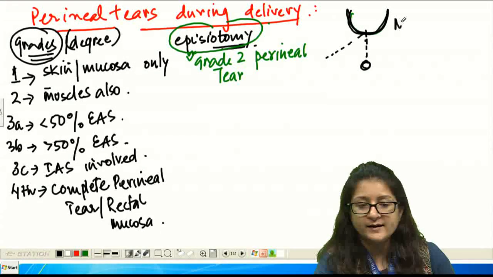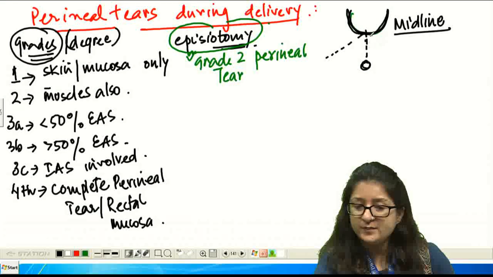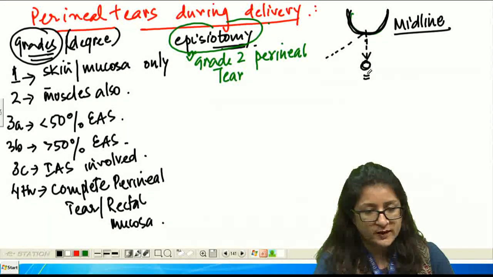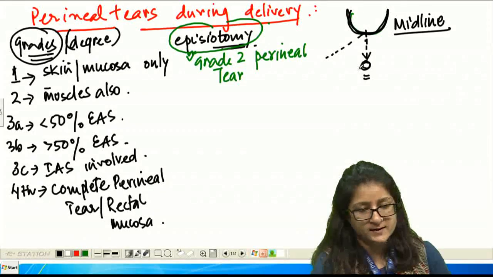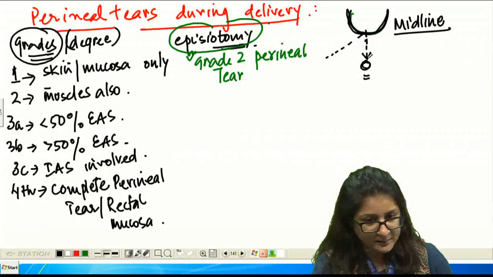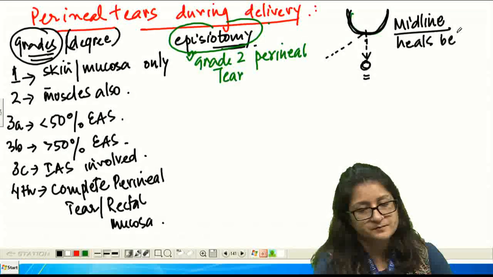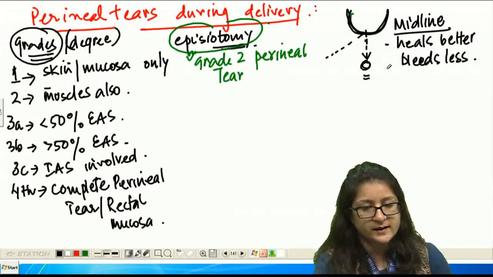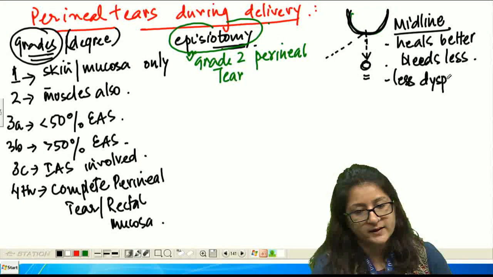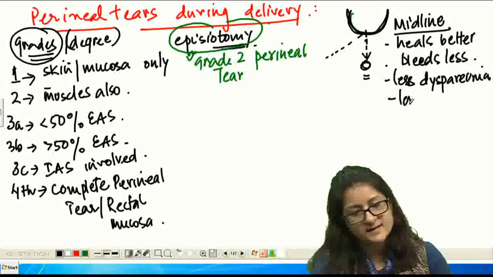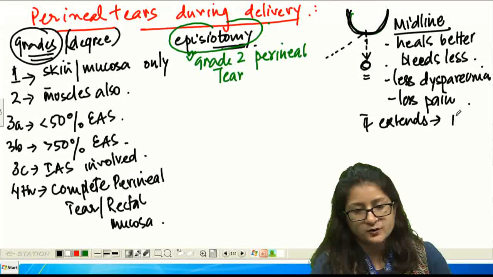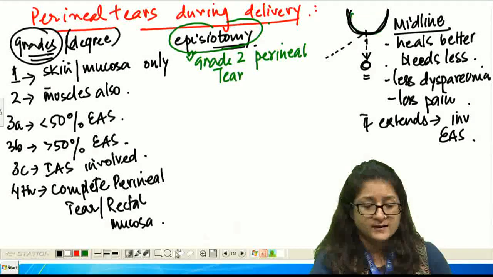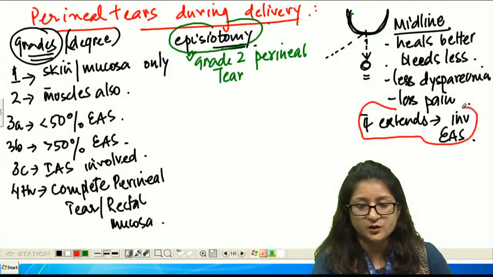So if we give a midline episiotomy, the disadvantage is that if it is going to extend, it is going to involve the external anal sphincter. This was a very big disadvantage. Other than that, the midline episiotomy heals better, it bleeds less, it causes less dyspareunia, causes less pain. But if it extends, it will involve the external anal sphincter. This is one big disadvantage with the midline episiotomy.